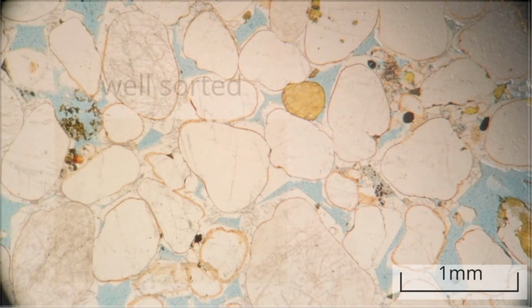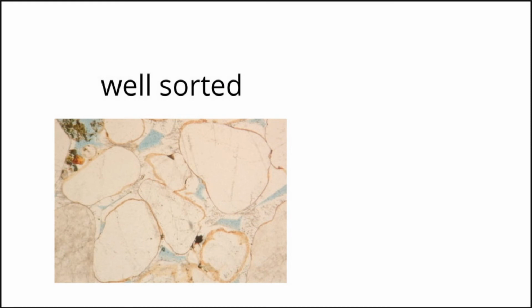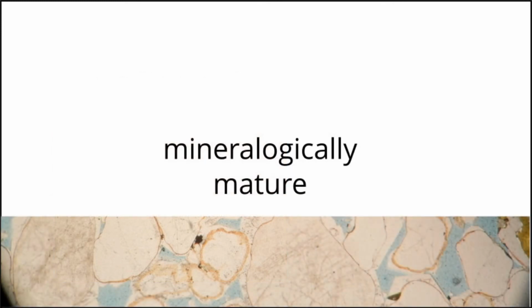In summary, this rock sample is well sorted and texturally mature because it has a small range of grain sizes and is generally composed of well-rounded to sub-rounded grains. It is also mineralogically mature because it has a small number of different minerals and is largely composed of quartz, which is a mineral stable at Earth's surface. This indicates a source of grains far from the place of deposition, or a distal source.